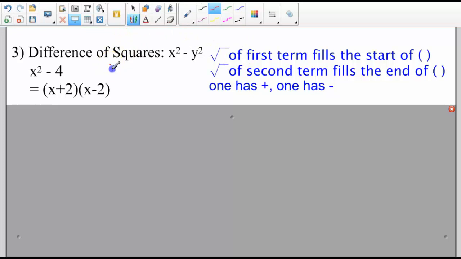So if I had something a little bit fancier, 4x squared minus 49, the square root of the first term is the 2x. It will start my brackets. The square root of the second term is the number 7. It will end my brackets. One is added, one is subtracted.